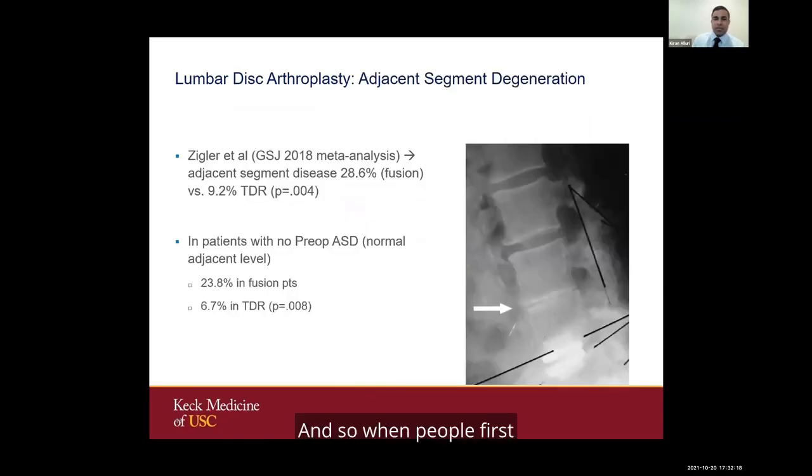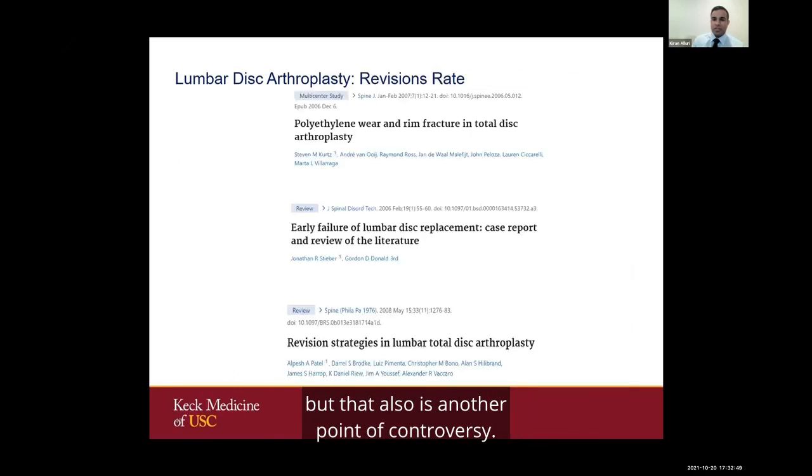When surgeons first became interested in lumbar disc arthroplasty, the thought was that by preserving motion, you would get less degeneration of adjacent levels in comparison to a fusion. Because when you fuse a patient at one level, there are some studies that show up to 1/3 of these patients will require another surgery at an adjacent level within 10 years. So the thought was by continuing motion, you would have less of this adjacent segment disease. And some studies have shown that that actually is true, but that also is another point of controversy.